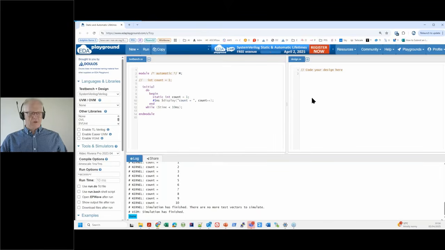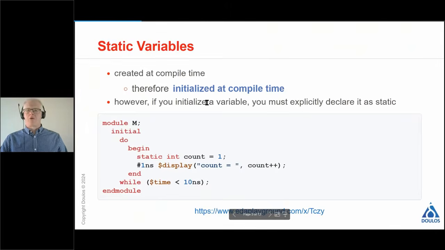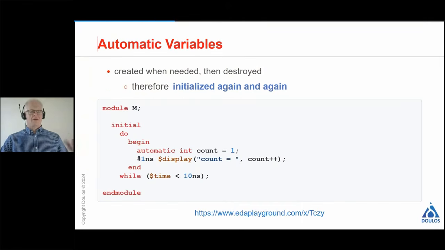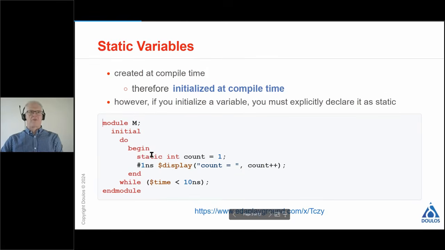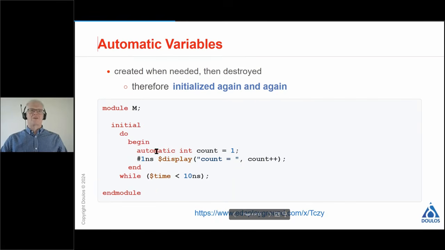So what we'll do is go back to the presentation and move on to the next slide and have the same block of code, but this time it says automatic. So before it was saying static here, now it says automatic. And so now the variable count is created when required. And basically it's going to be created and destroyed every time around the loop, which means that the variable count, and this is the important bit, is going to be reinitialized each time around the loop.